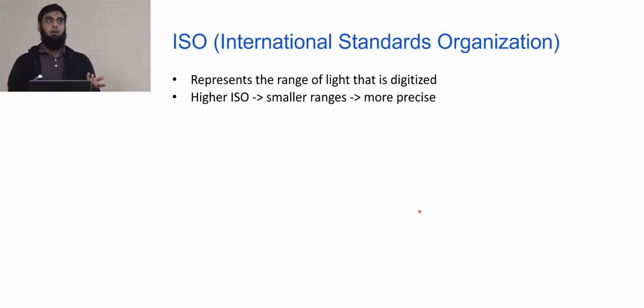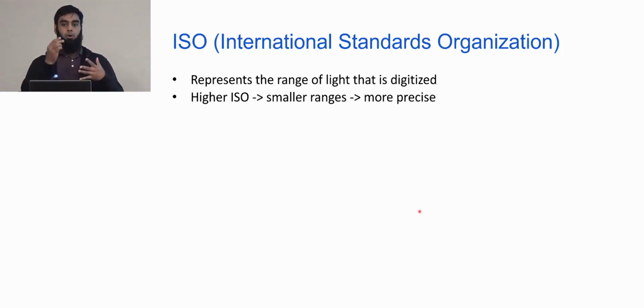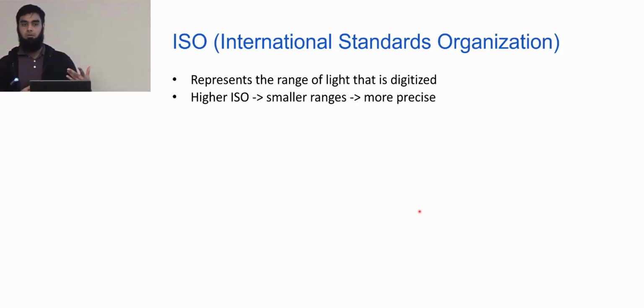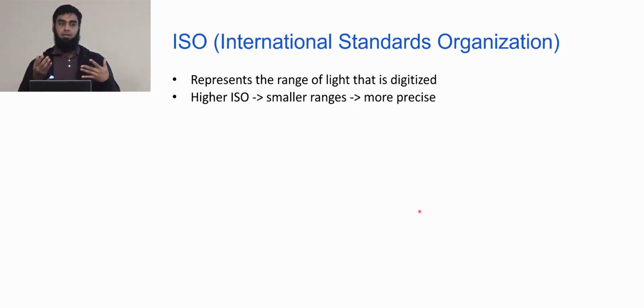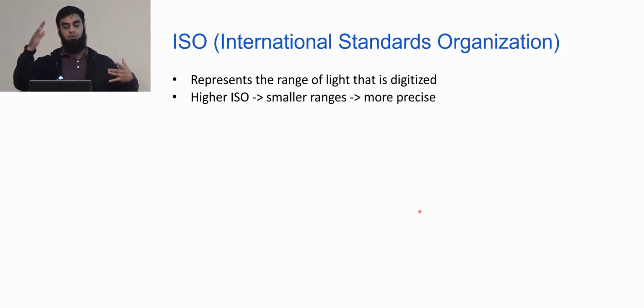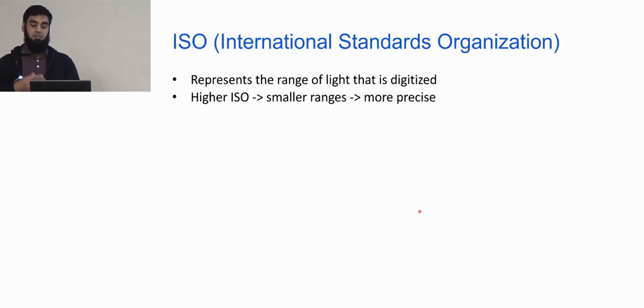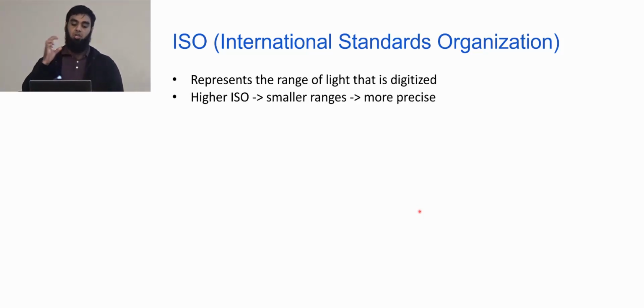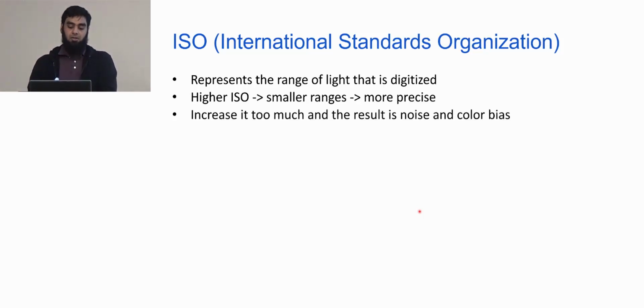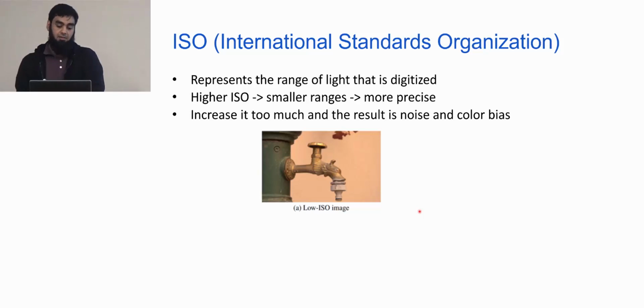What that basically means is if I want to record values between 1 to 10, I could either choose 0.1 as an increment or 0.01. So a higher ISO means that I can go with 0.01 increments and get more values in the range, versus a lower ISO, which would mean bigger jumps. Initially, this looks like a very good strategy, but if you increase it too much, the result is noise and color bias. Let's take an example.